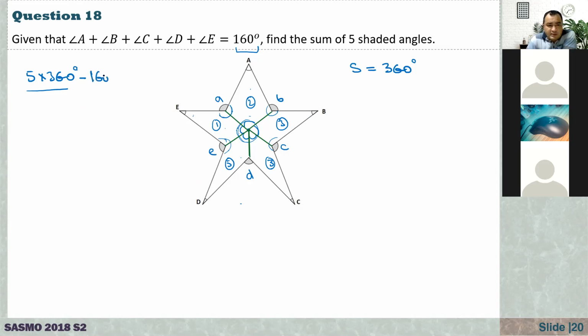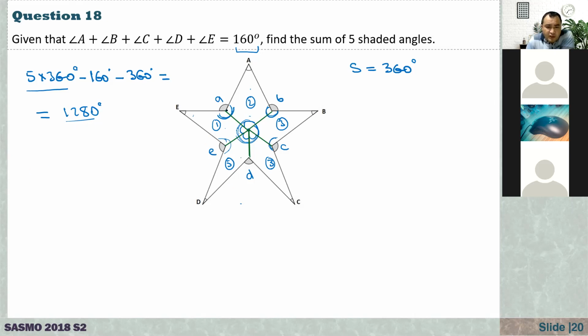It is 160 minus, and after that, the sum of this circle angle, the sum of these angles, is 360 degrees. So 1800 minus 160 minus 360 is equal to 1280. So this 1280 is the sum of these unshaded angles, right?